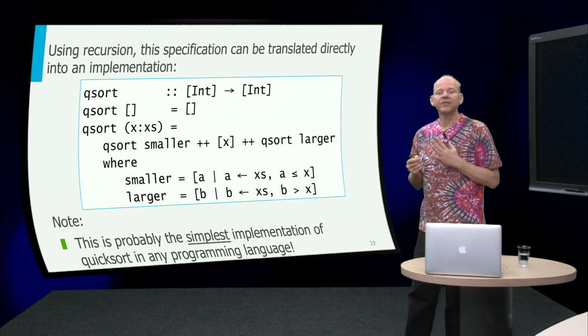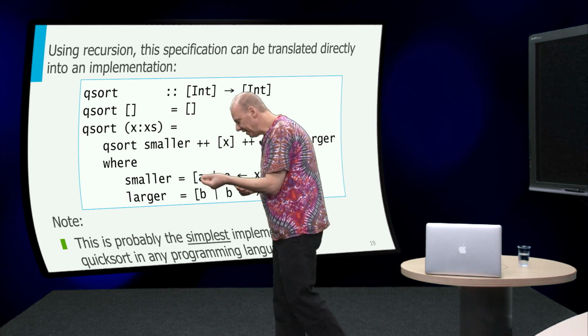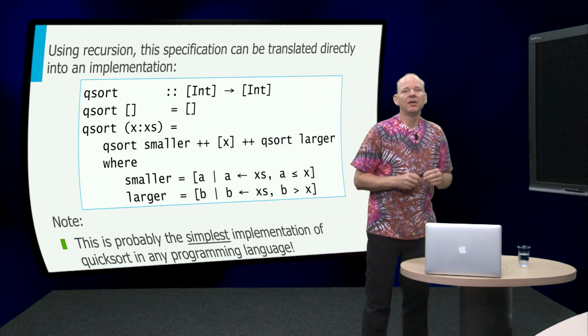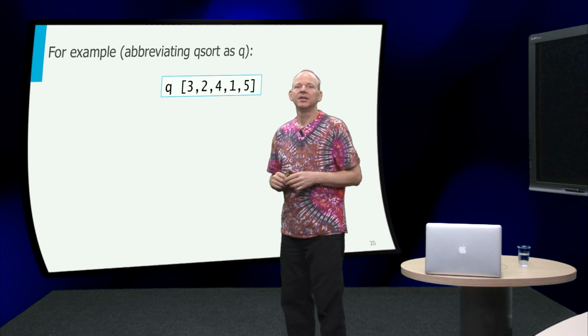So this is a very simple implementation of quicksort, but again, it's also a very simplistic implementation of quicksort. But if you want to understand the structure, this is probably a very good illustration.